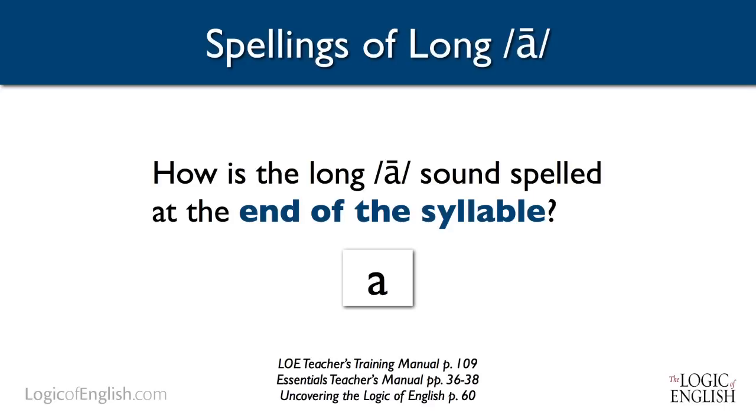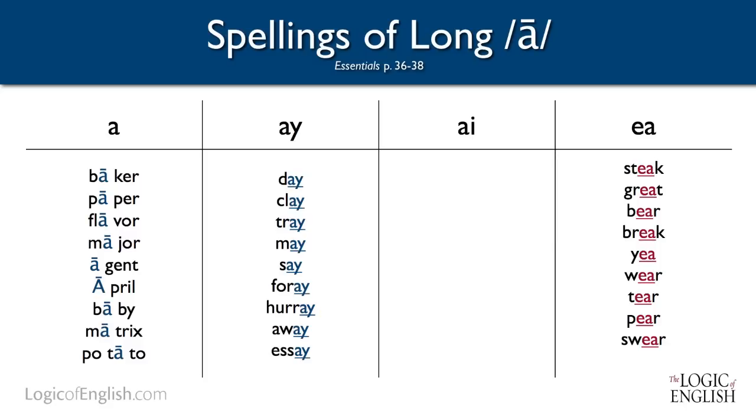In fact, here's your tip. If you hear the long A sound at the end of the syllable in the middle of the word, it is always a single letter A. There's just no question about it. That is the only way to spell the long A sound at the end of the syllable. So you can see now that syllables are very important in English for spelling, and they're very important for reading and pronunciation as well.